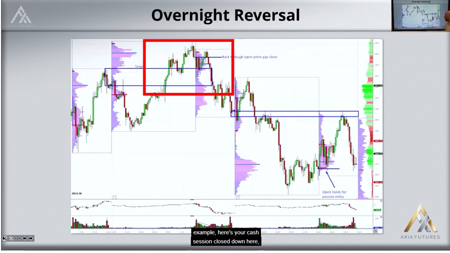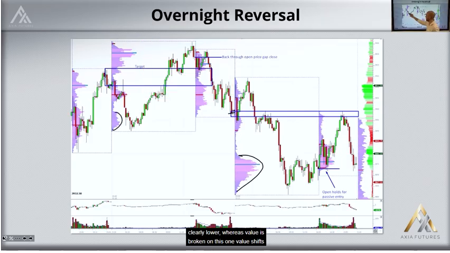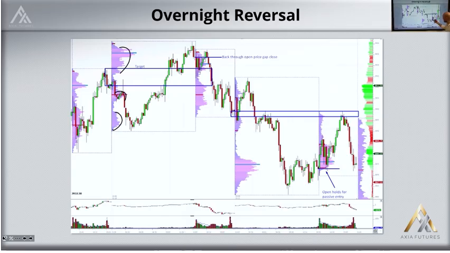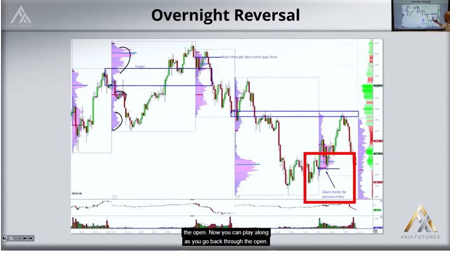Whereas in this example, here's your cash session, close down here, overnight continues. It's very, very directional. Value shifts clearly lower, whereas value is broken on this one. Now you're in a situation where come the cash open, you can look for reversal. What you're looking for, you don't want to buy straight away, because if you buy straight away, your stop is all the way down here. So you can look at this from the open. If we test down and go back through the open, now you can play along as you go back through the open.